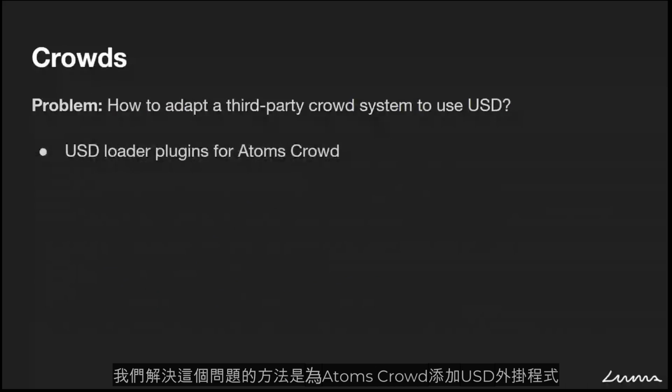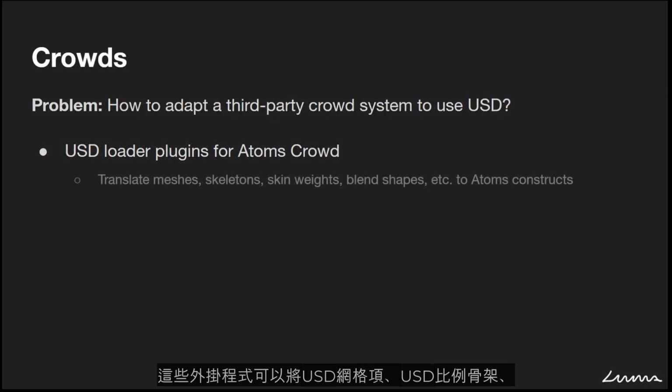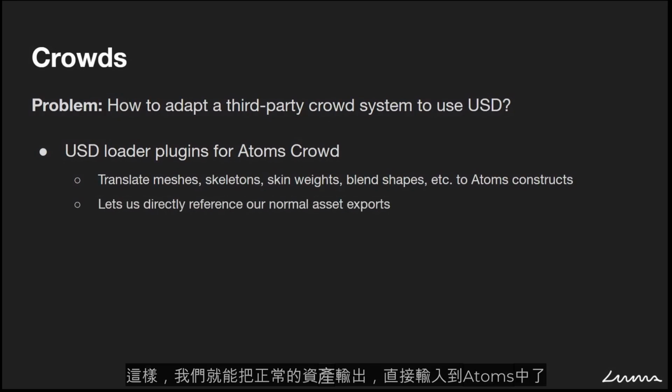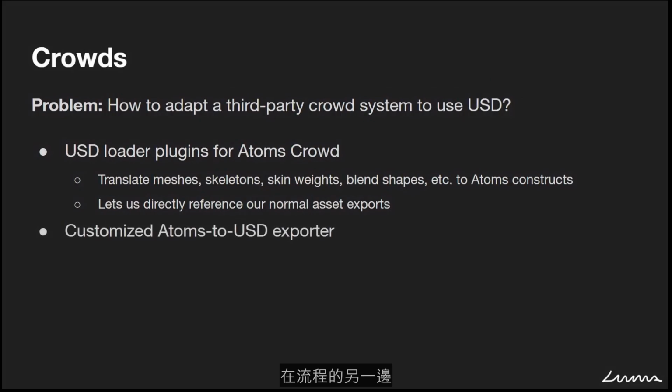So the way we address this is by adding USD plugins for Atoms Crowd. These will translate USD meshes, USD Skel skeletons, and their skin weight bindings and such into Atoms' internal constructs. And this lets us feed our normal asset exports directly into Atoms. And then the other side of the pipeline. Once we've fed the data into Atoms, we've created agents in Atoms, and the simulation happens normally.